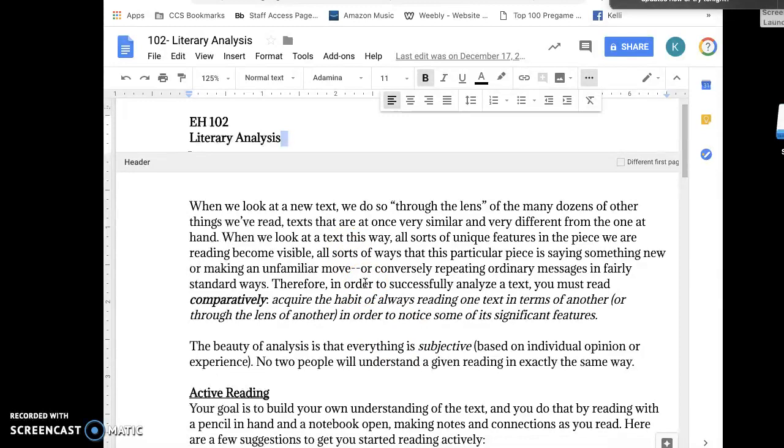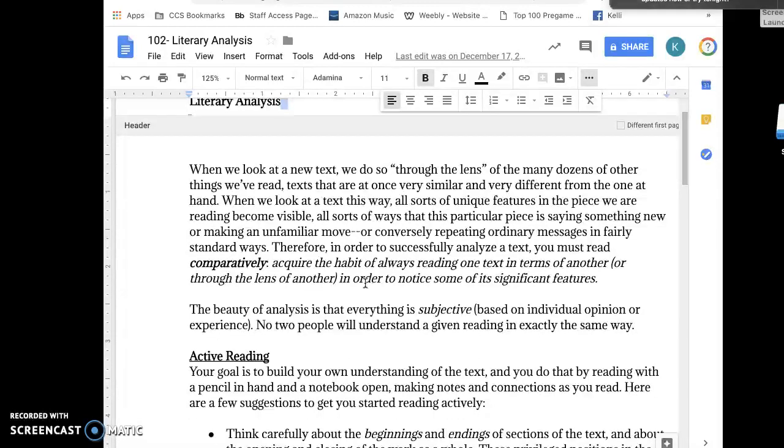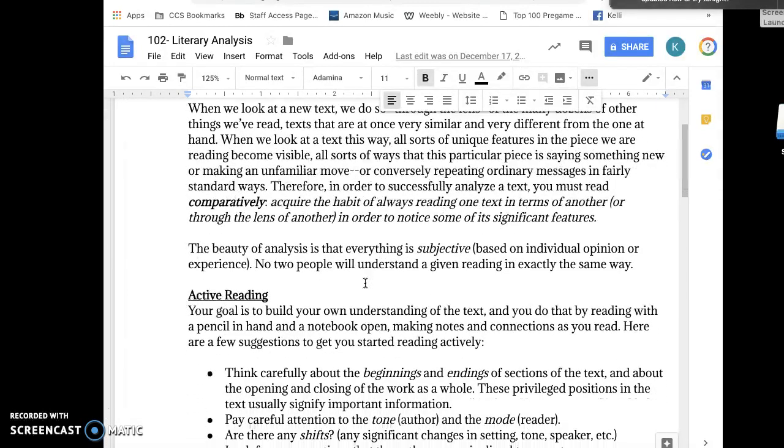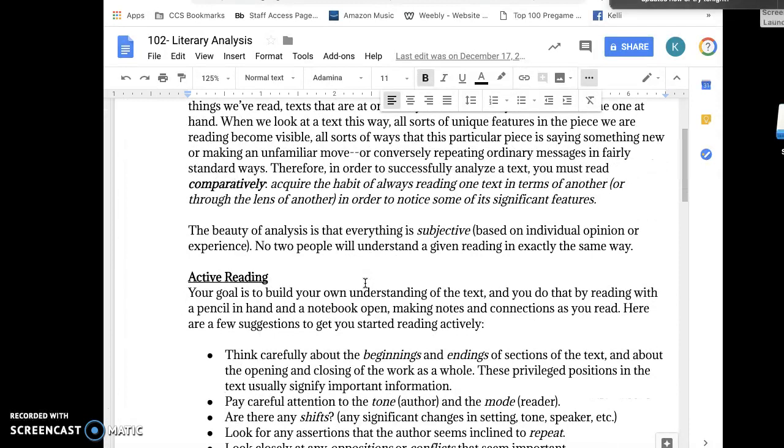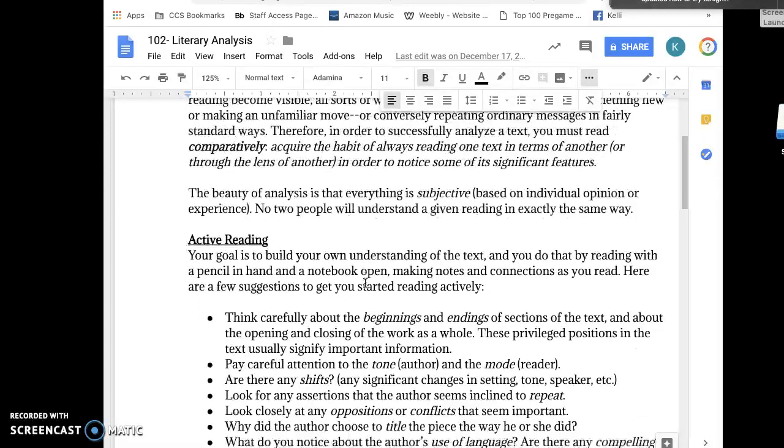It's a really great skill. Acquire the habit of always reading one text in terms of another in order to notice some of the significant features. And that's really the first step of literary analysis. Now, again, we talked about this yesterday. Literature is very subjective. It's based on your individual opinions and experience, or the author's individual opinion and experience, plus the way that you interpret the text. So no two people are going to understand a given reading in exactly the same way.